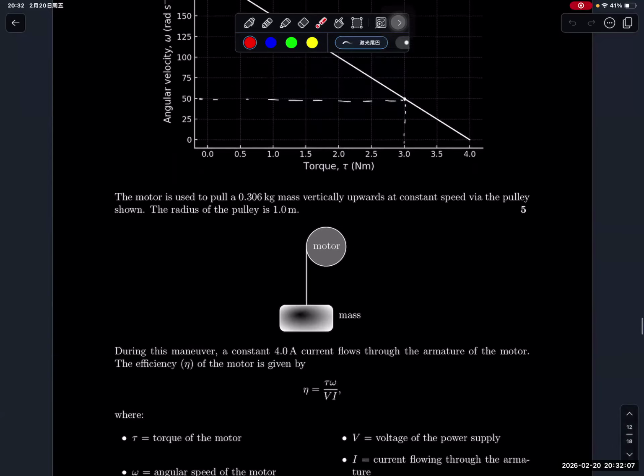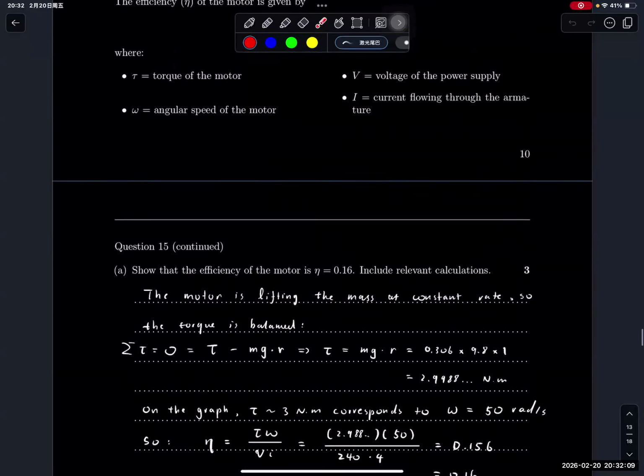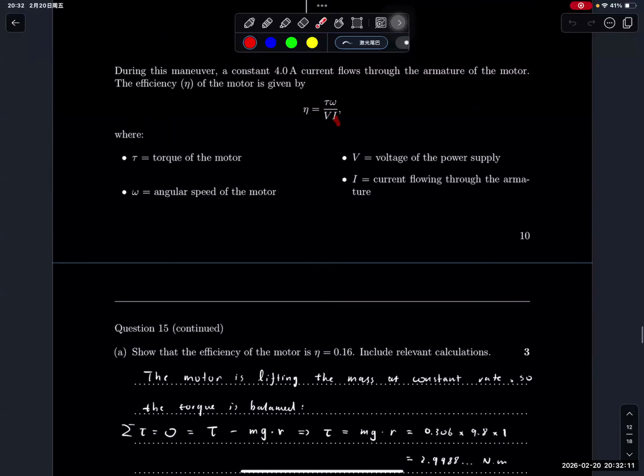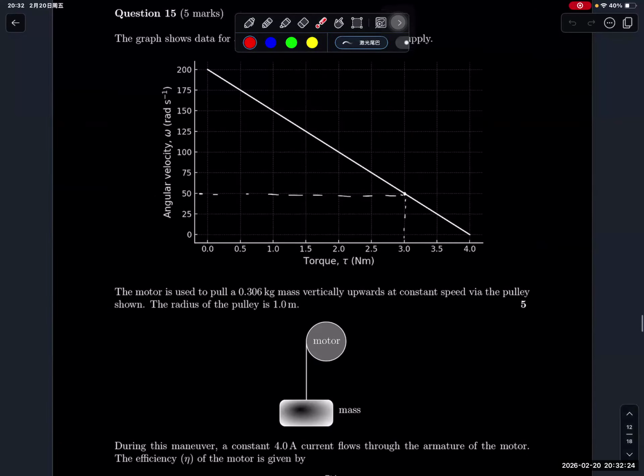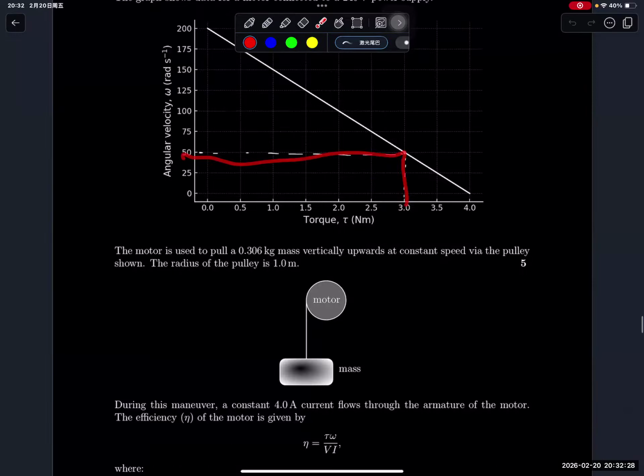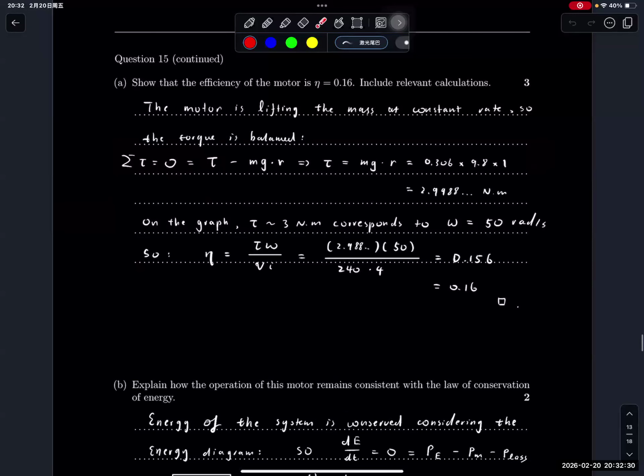And I think voltage is given, 240 volts. Current is also given, and you can evaluate for the efficiency. Okay, so the motor is lifting the mass at a constant rate, so the torque is balanced. So again, you calculate torque to be roughly 3 Newton meters, and then you look at the diagram: 3 Newton meters of torque corresponds to 50 radians per second of angular velocity. Plug everything in, and you get 0.16.